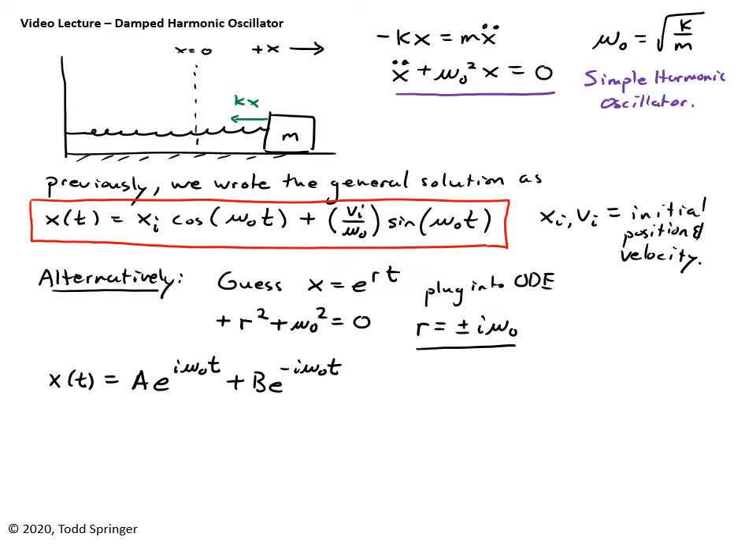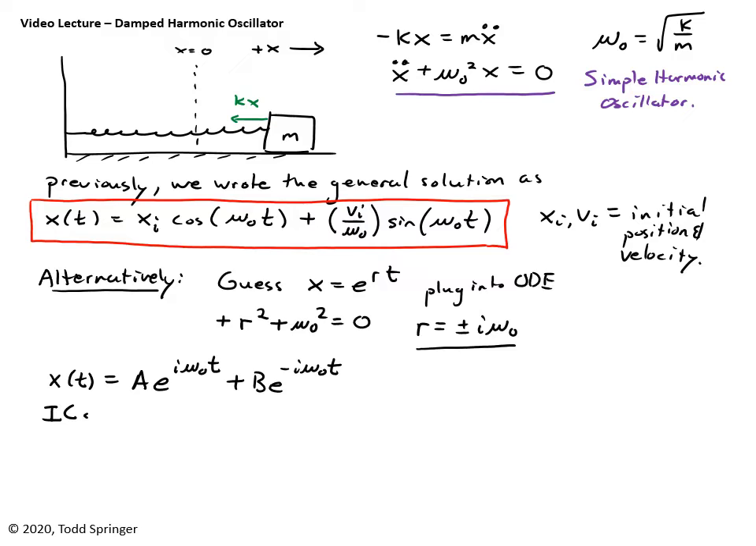So now you look at this equation and you compare it with the one above, and they look different. One has e to the i omega t, the other one has cosine and sine. But you know that those are related to each other. So to see the correspondence, let's first try to remove a and b in favor of xi and vi. So let's apply the initial conditions.